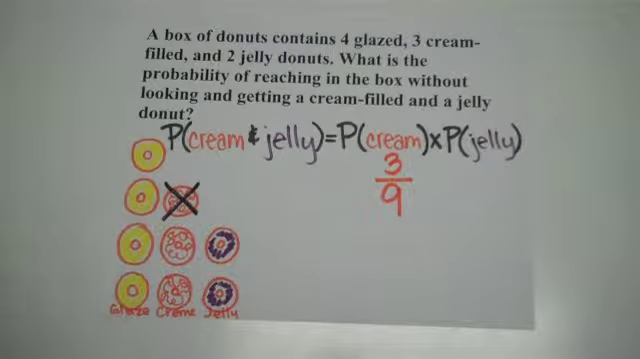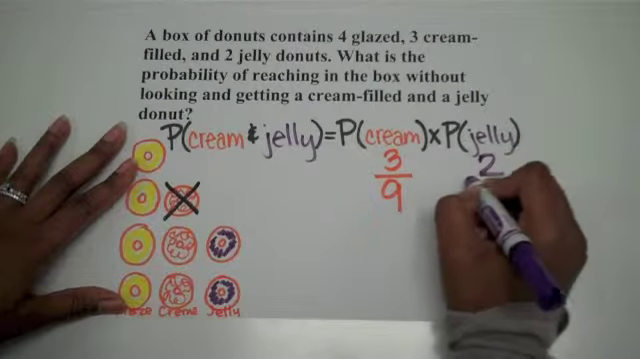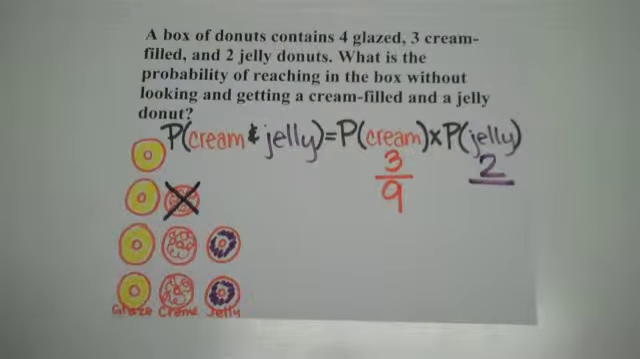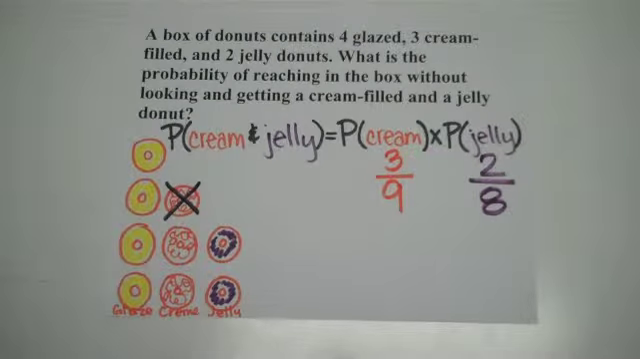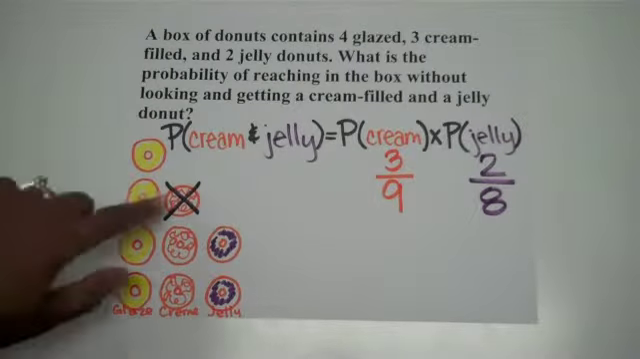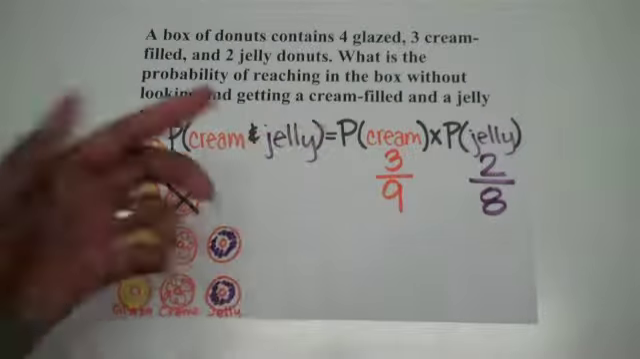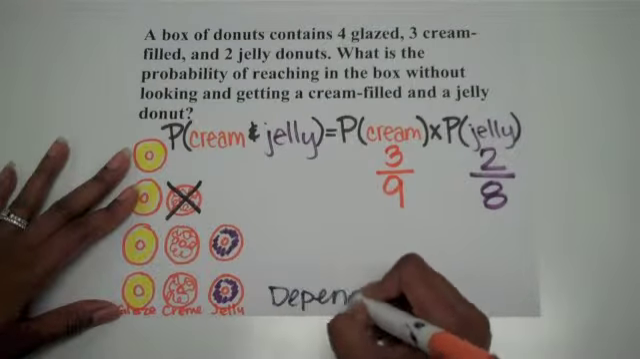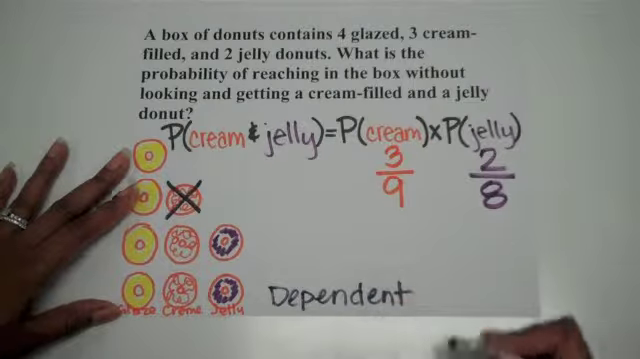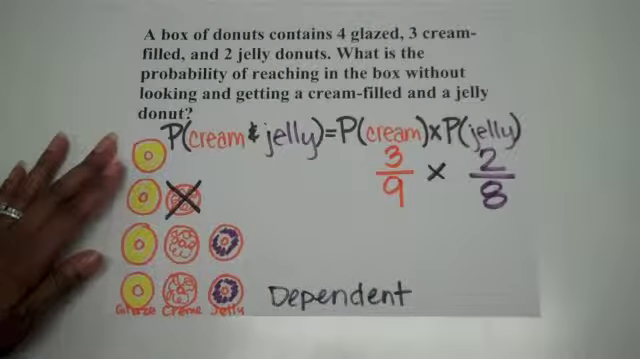Okay? And so then when I go to find my jelly donut, well, there's 2 jelly donuts, but are there still 9 donuts total? No, one of them is gone, so now I've only got 8 possible donuts that I could be picking from on that second time. Okay? And so since what happened the first draw affects what happens my second time, I know that these are 2 dependent events because what happens on the first time affects the outcome of my second event. But I still find my probability by multiplying straight across.